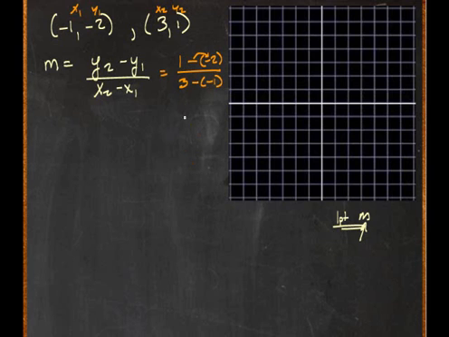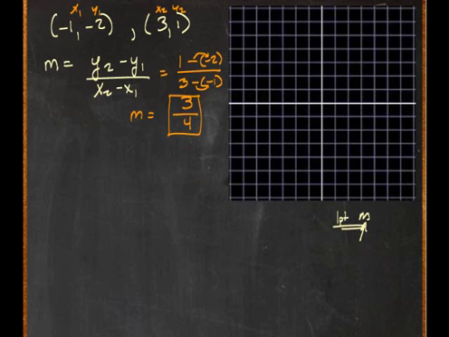A negative times a negative is a positive, so you have 1 plus 2 on top, which is 3. And a negative times a negative is again positive, so 3 plus 1 is 4. So we have a slope of 3/4. And that's our m.